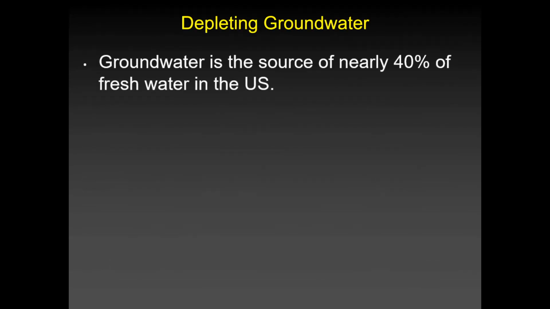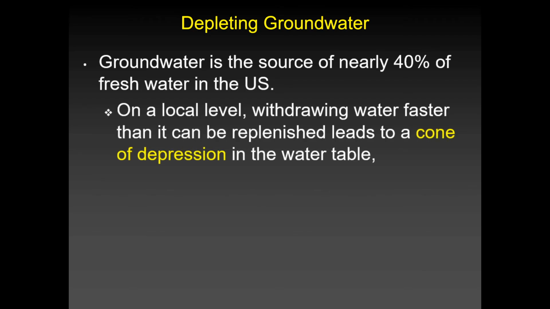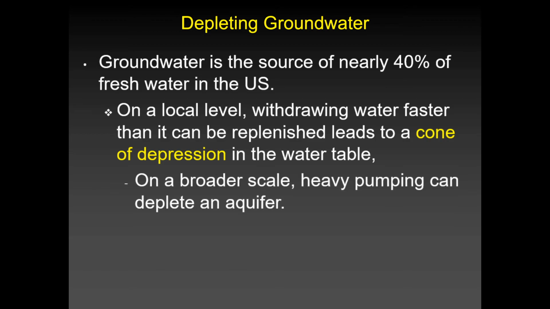So groundwater in the U.S. is the source of nearly 40% of fresh water in the U.S. On a local level, withdrawing water faster than it can be replenished leads to a cone of depression in the water table. On a broader scale, heavy pumping can deplete an aquifer.